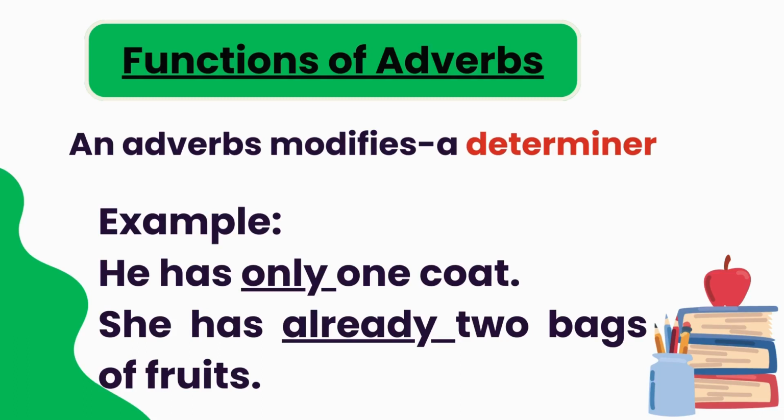Example number 2, she has already 2 bags of fruits. The adverb in the sentence is already, and the determiner is the word two.